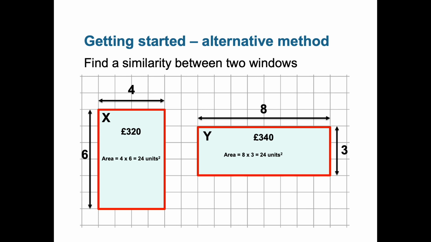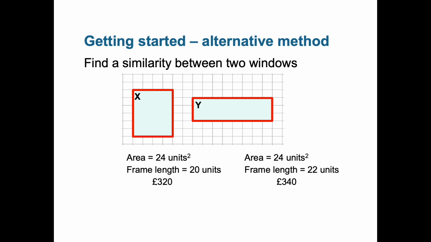Thinking about the framing for both windows, if we look at window X, the frame length is the perimeter around that rectangle, so 4 plus 6 plus 4 plus 6, which is 20 units. And if we look at window Y, the frame length of that window around the rectangle, the perimeter of the rectangle there, is 8 plus 3 plus 8 plus 3, 22 units. So a similarity between the two windows from cheap fit, window X and window Y, is in fact that they both have exactly the same area. And we might be able to use this to help work out how they've calculated the cost of their windows.